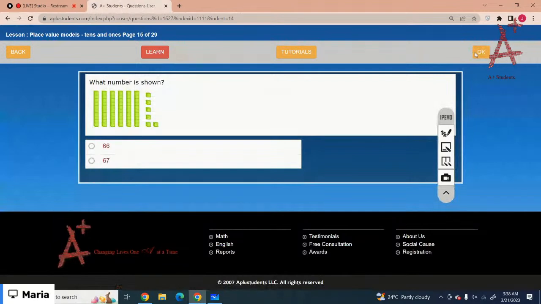Which number is shown? Which is the correct option, 66 or 67? Yes, it is 66. Got it.